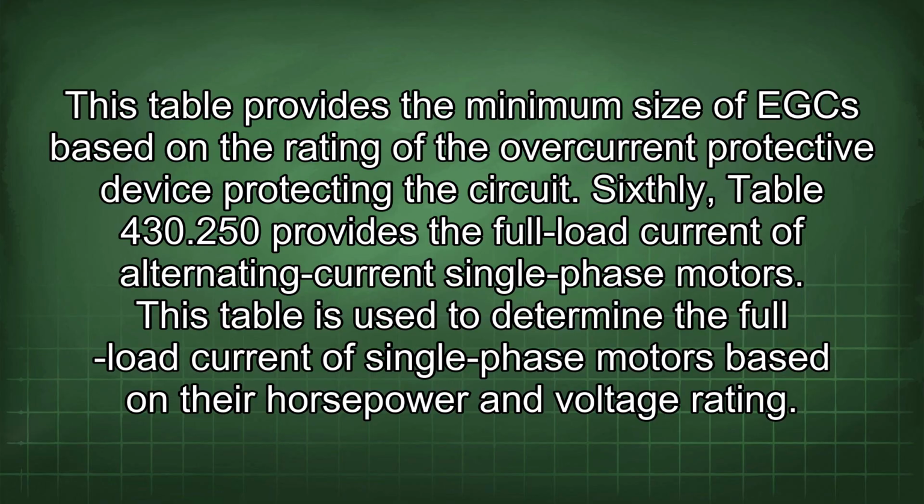Sixthly, Table 430.250 provides the full load current of alternating current single-phase motors. This table is used to determine the full load current of single-phase motors based on their horsepower and voltage rating.